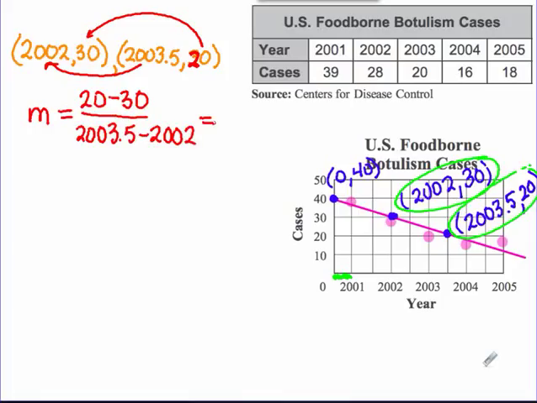So let's go ahead and calculate that. What is 20 minus 30 going to give me? Negative 10. Negative 10 over what? 1.5. Okay. What's that going to be in simplest form for a fraction? Negative 2 over 0.3? Okay, so as a fraction with no decimals, what do you think the simplest form is going to be?